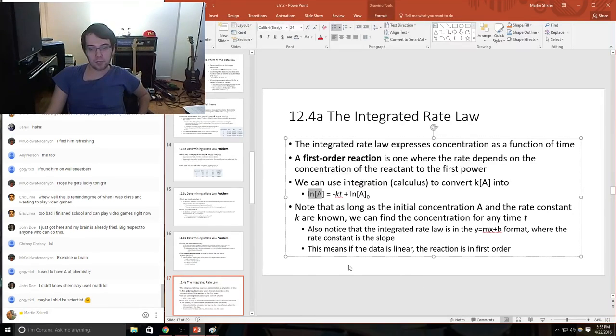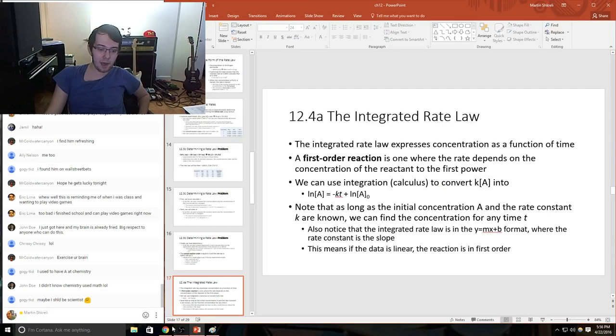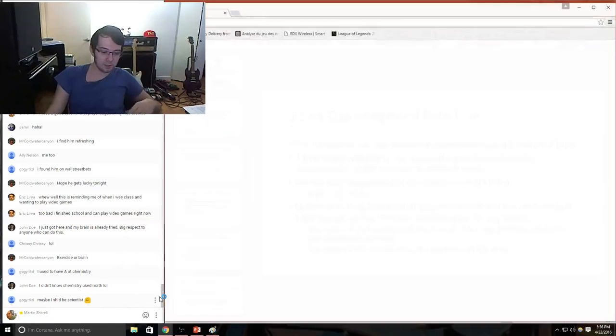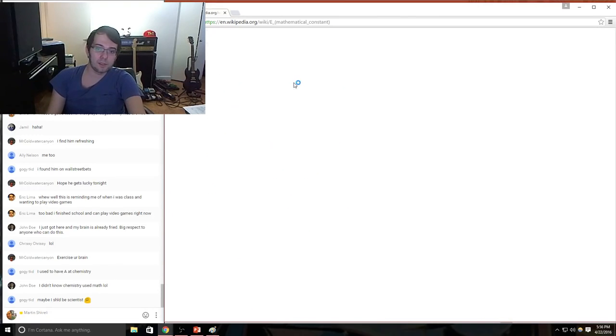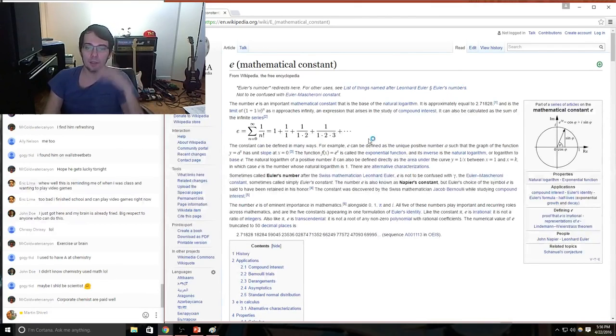I always remembered 718 because it's the Brooklyn area code. So 2.718 is the number e in math. If you don't know much about e in math, it's a very important mathematical constant, and it roughly equals 2.718. It's also sometimes called Euler's number.